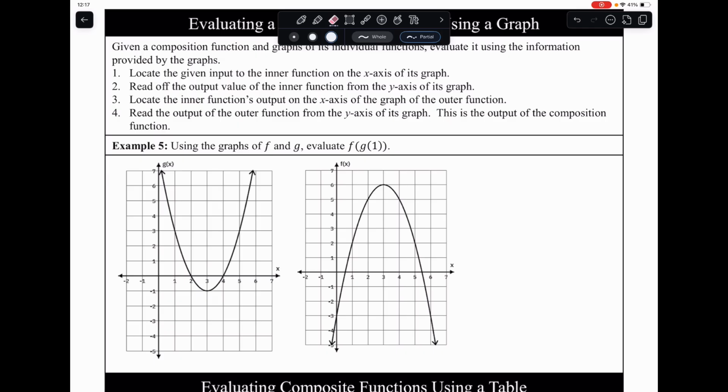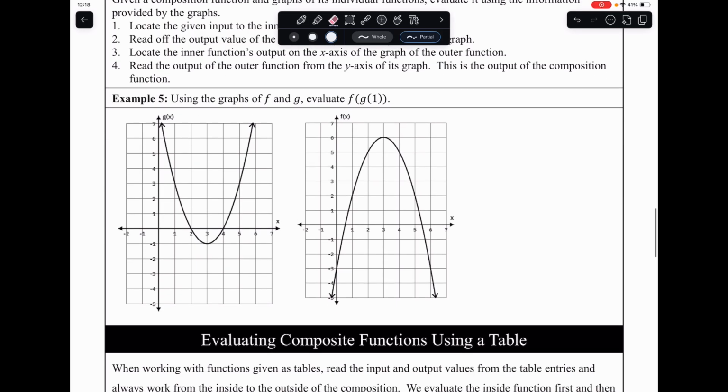I know it seems a little confusing, a little jargony, but when we put it into practice, it's actually quite simple. So here I have an example 5. We have two functions, f and g. Pay very close attention to these: function g on the left and f on the right.